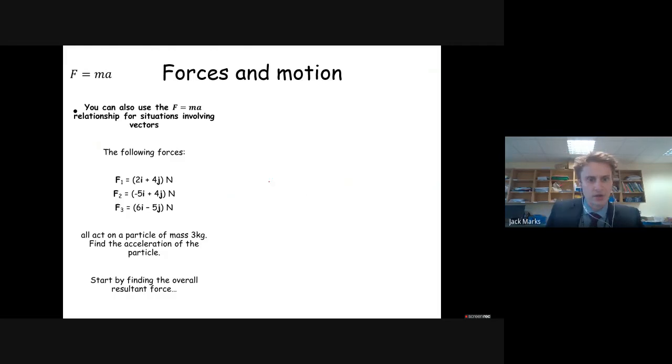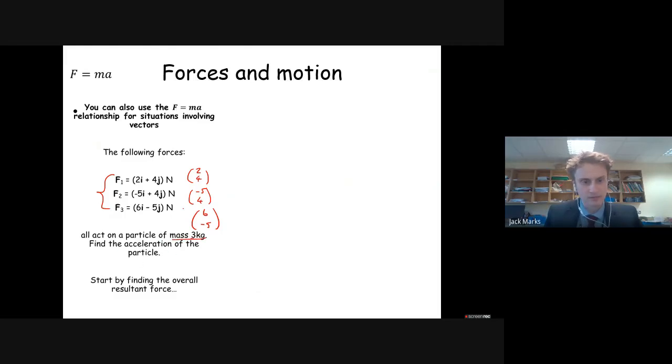What else can we do? So we can have multiple forces. So we can do F equals ma. And look here, we've got ourselves 3 forces: 2i plus 4j, minus 5i plus 4j, and 6i minus 5j. All of these act on the same particle of mass 3 kilograms.